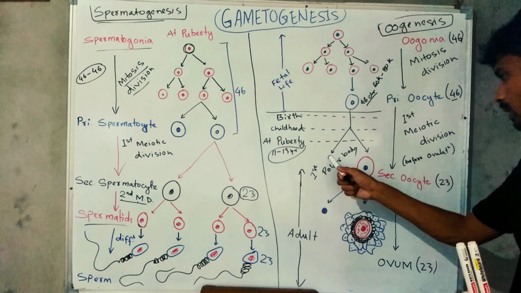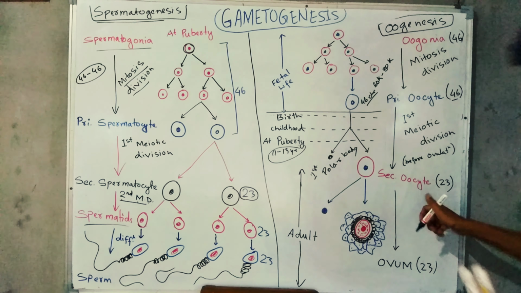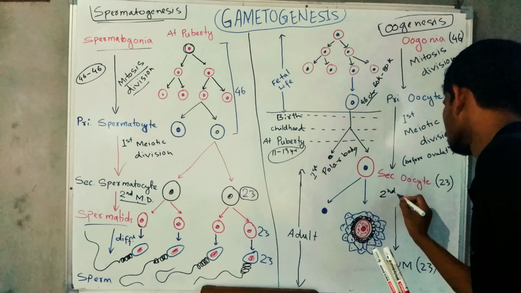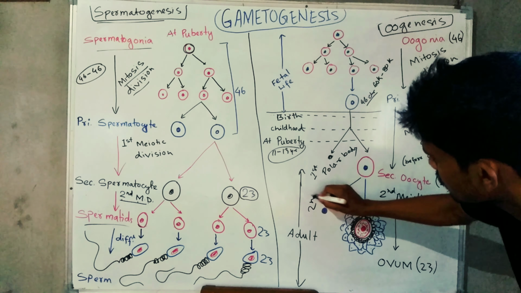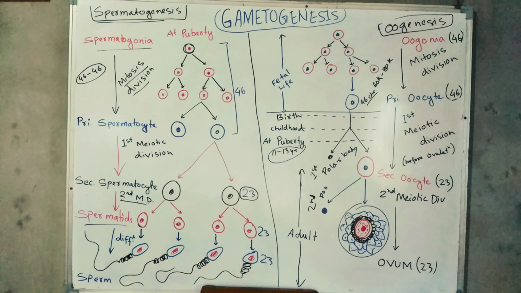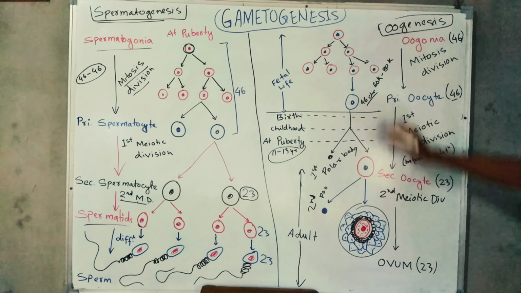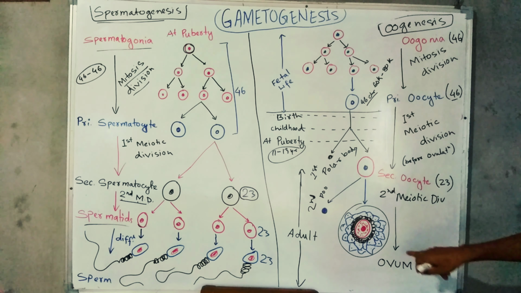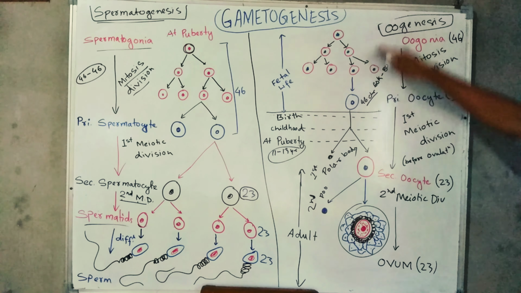Then again, after the second meiotic division, the second polar body is produced, and the mature ovum is produced from here. Okay, so you can see this is very important, and here also there are 23 chromosomes. Up to here is before birth, and this is after birth. After birth the secondary oocyte and ovum are produced; before birth, the primary oocyte and oogonia.